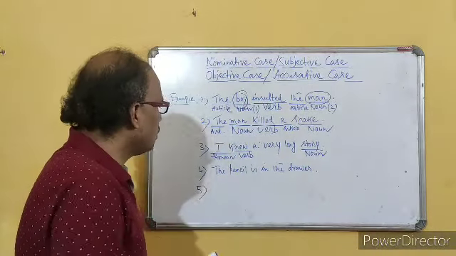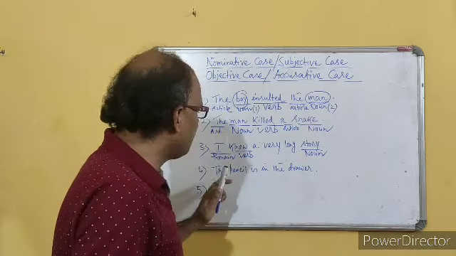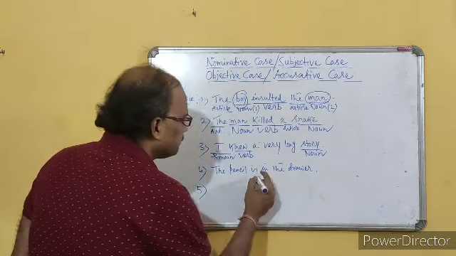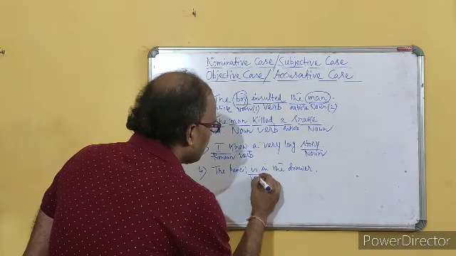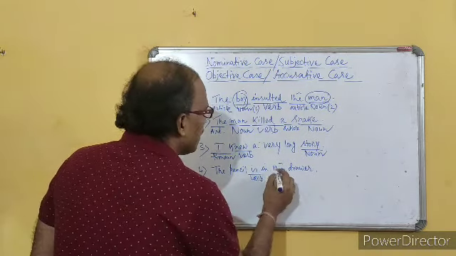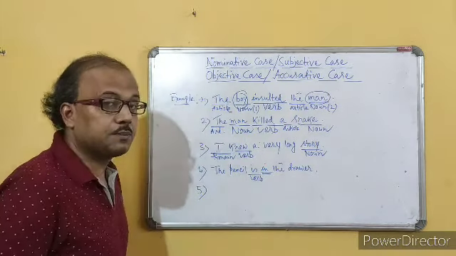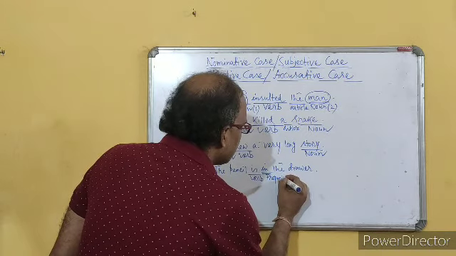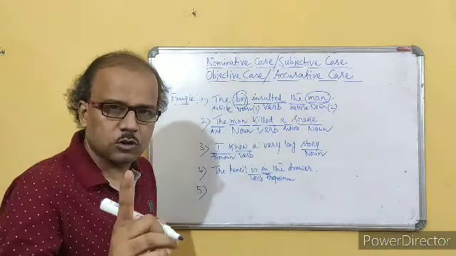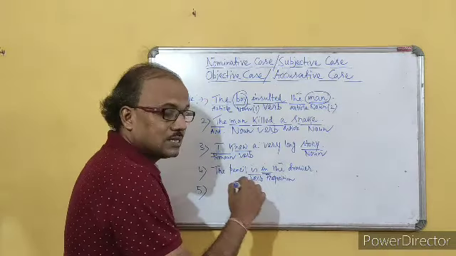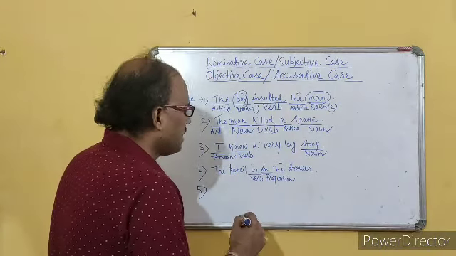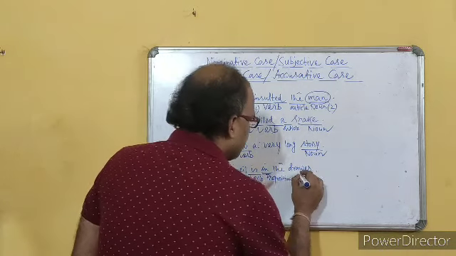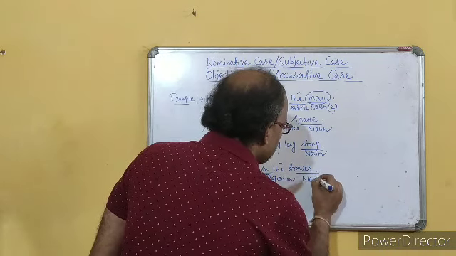Now come to sentence number 4. The pencil is in the drawer. Now, is is the verb, but there is a preposition. That is in. In is a preposition, right? So what are the nouns we can find here? We can find the noun pencil, and drawer, the noun, right?